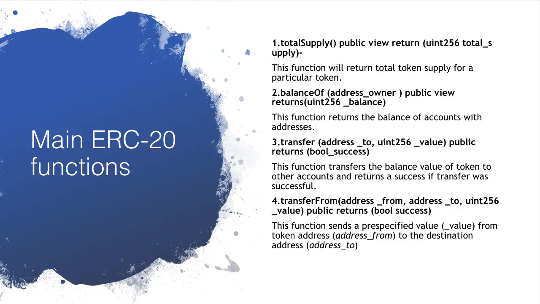There are about four key functions. They are totalSupply, balanceOf, transfer, and transferFrom. Each of these functions has a specific use. The totalSupply function will return the total token supply for a particular token. The balanceOf function returns the balance of accounts with addresses. The transfer function transfers the balance from one account to the other, and the transferFrom function sends a pre-specified value from the token address to the destination address, which is address to.